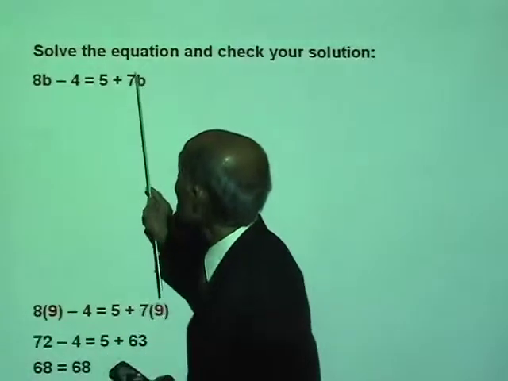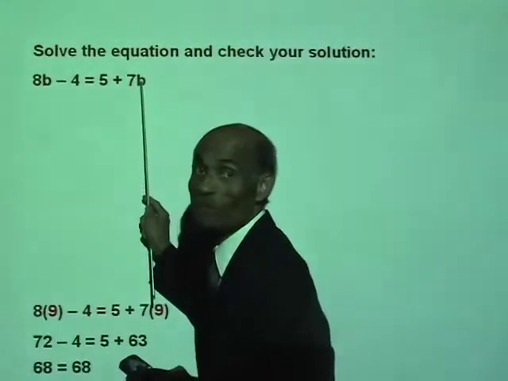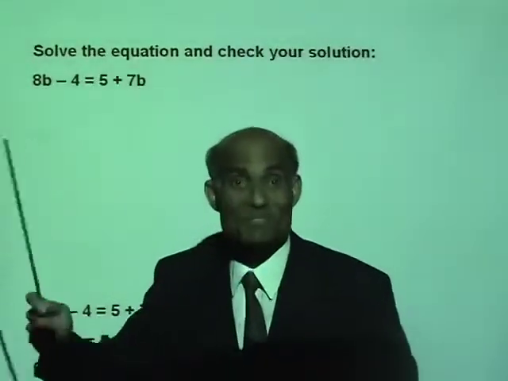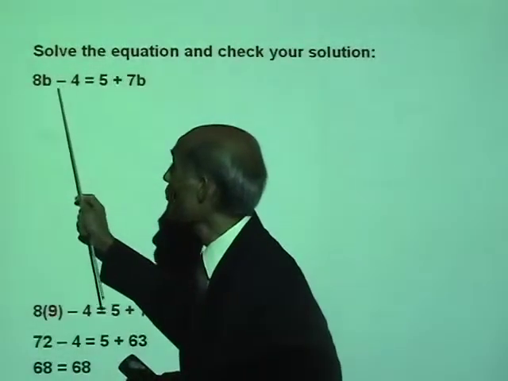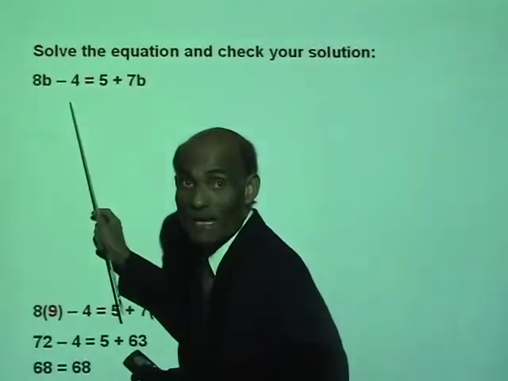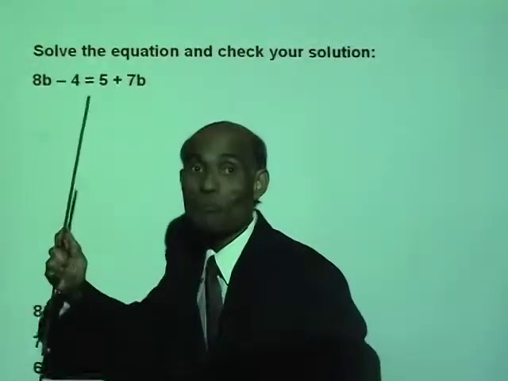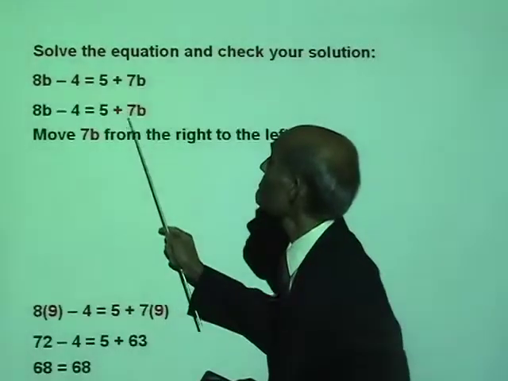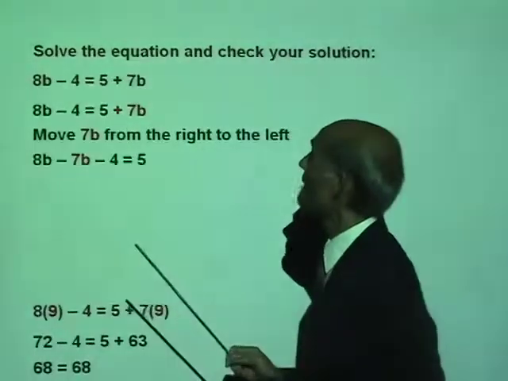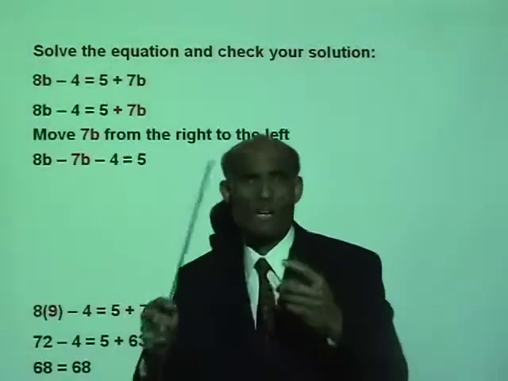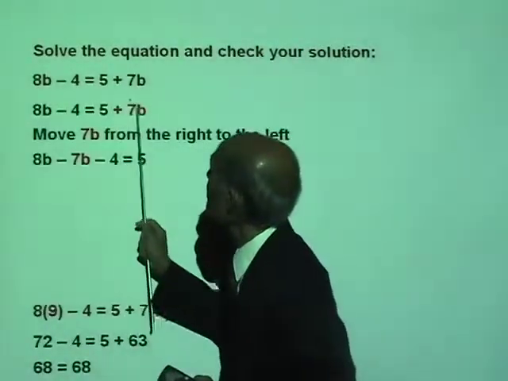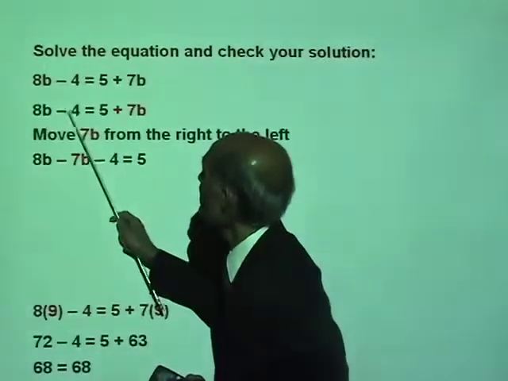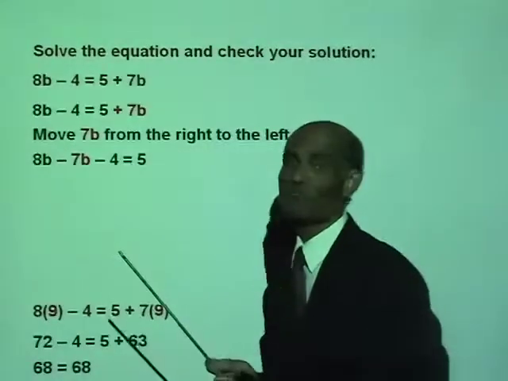So in here, the 7b needs to move from the right to the left. It will become negative 7b. And the negative 4 will have to move from the left to the right. It will become positive 4. Okay, let's do that. Move 7b from the right to the left. So let's do one at a time. 7b moving from the right to the left becomes 8b minus 7b minus 4 equal to 5.